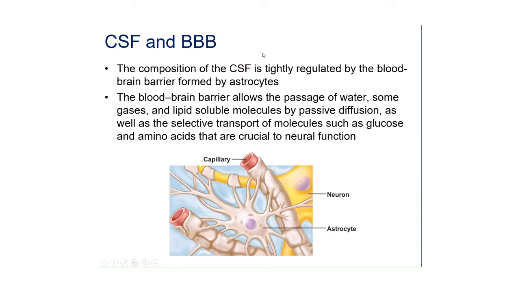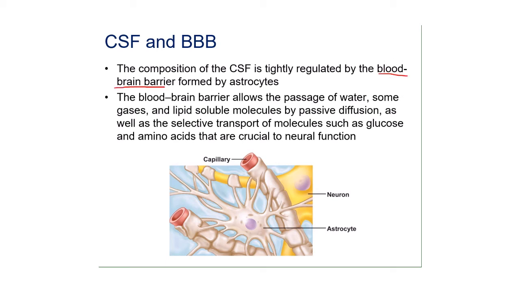So the composition of CSF, as we just mentioned, is very similar to that of blood plasma, because after all, that's where it came from. But we do want to regulate the contents within the CSF, because the CSF is going to be in direct contact with our CNS, central nervous system. We don't want harmful substances to gain access to our brain or spinal cord, and so the composition of the CSF is tightly regulated by something called the blood-brain barrier.